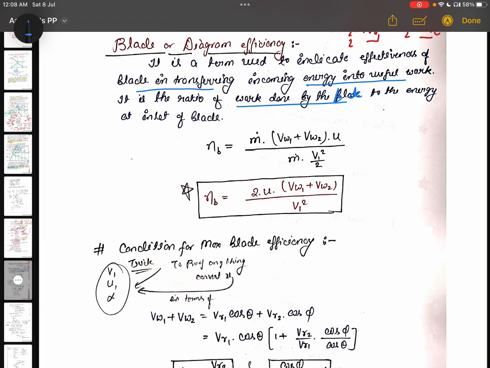So what we have calculated with the help of the velocity diagram is the power, this much power we are getting from the blades.